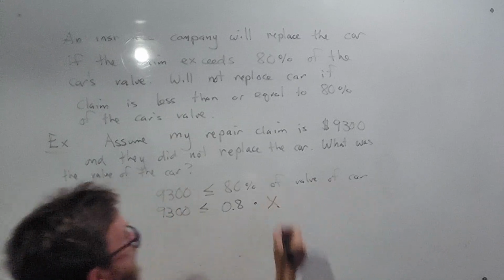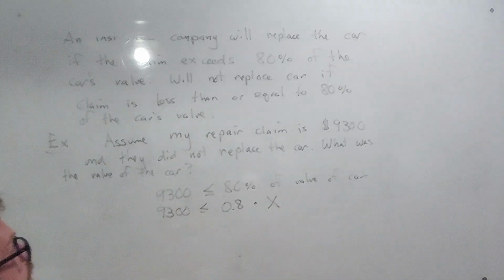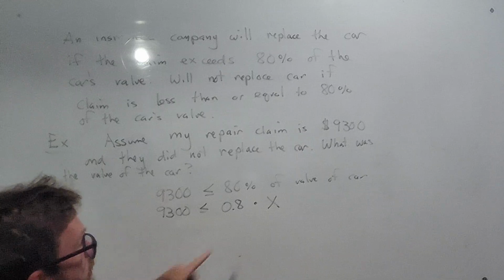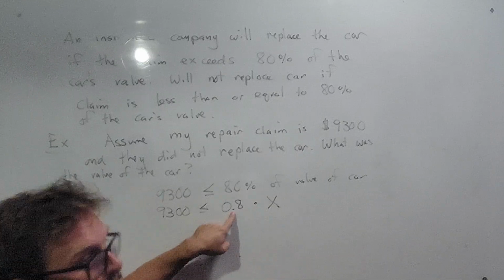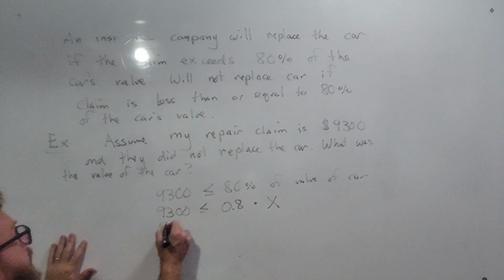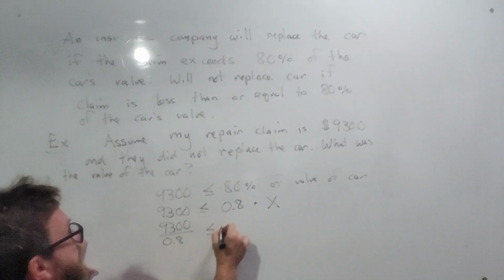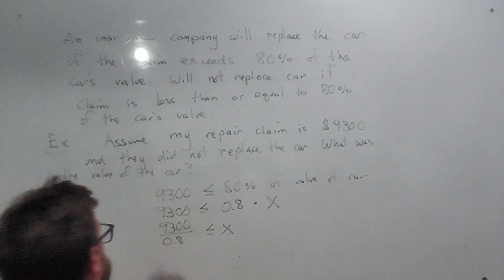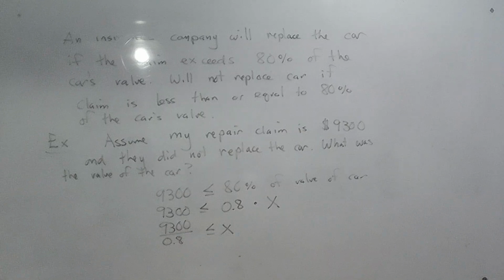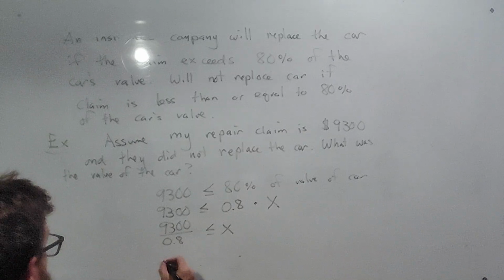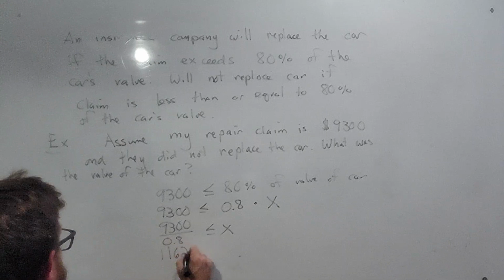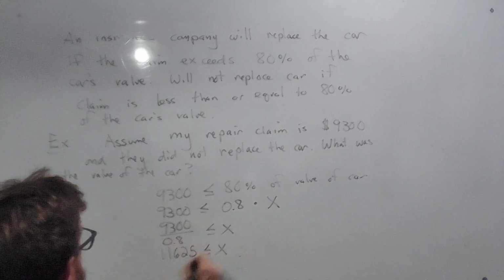Let's just say x is the value of the car. So I have to solve this for x. In order to get rid of the multiplication by 0.8, I'm going to divide both sides by 0.8. So 9,300 divided by 0.8 is less than or equal to x. So we're almost out of room. What I get is 11,625. So 11,625 is less than or equal to x.